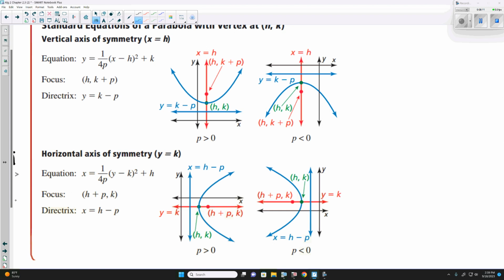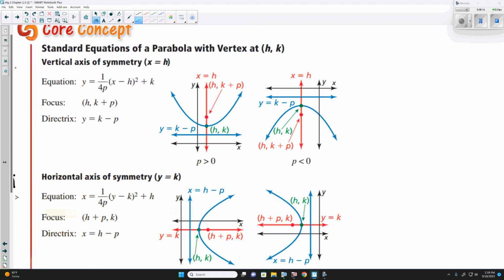Because if we're given a graph, the y equals is going to be our up or down. The x equals is our left or right. Because if we have a graph, we can just look at it and see which one it is. Is it going up and down, or is it opening left or right?